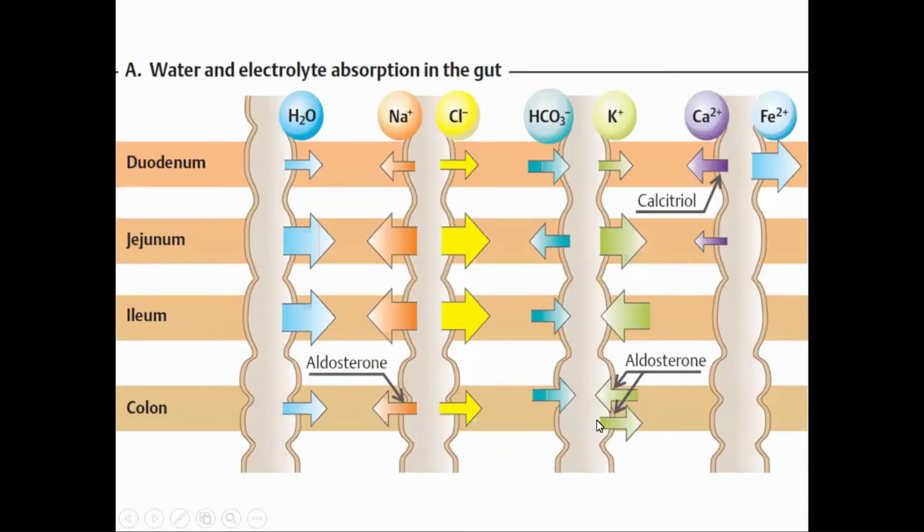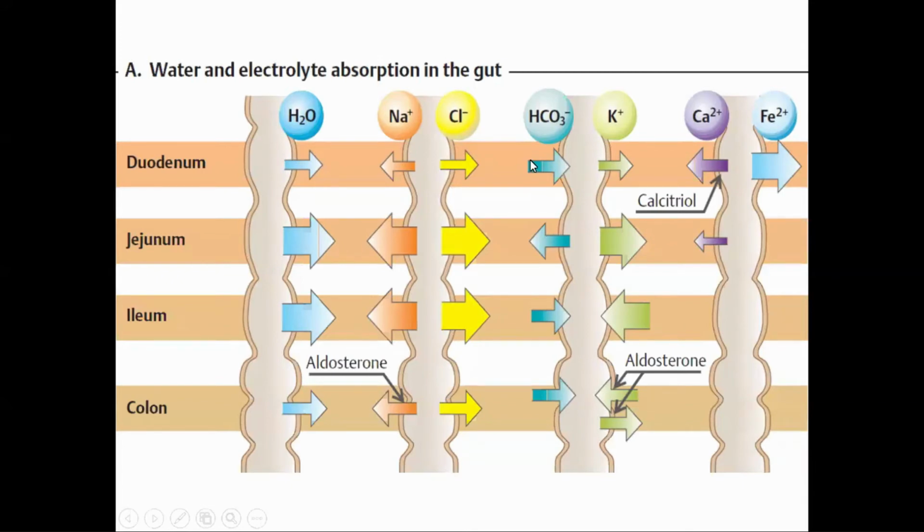Here potassium is secreted, and sodium is absorbed. Okay, and bicarbonate and chloride are exchanged through the chloride bicarbonate exchanger. Right? Bicarbonate is exchanged for chloride through the chloride bicarbonate exchanger.